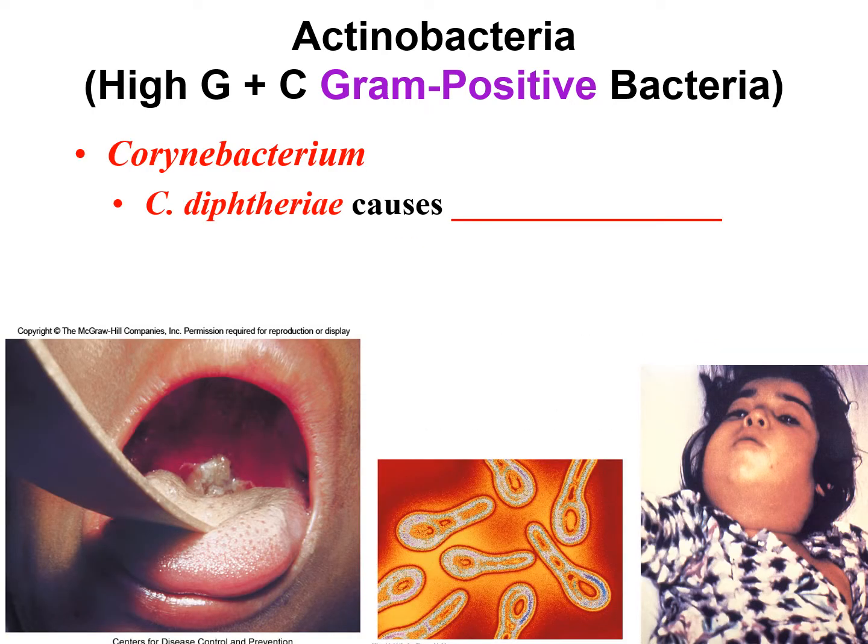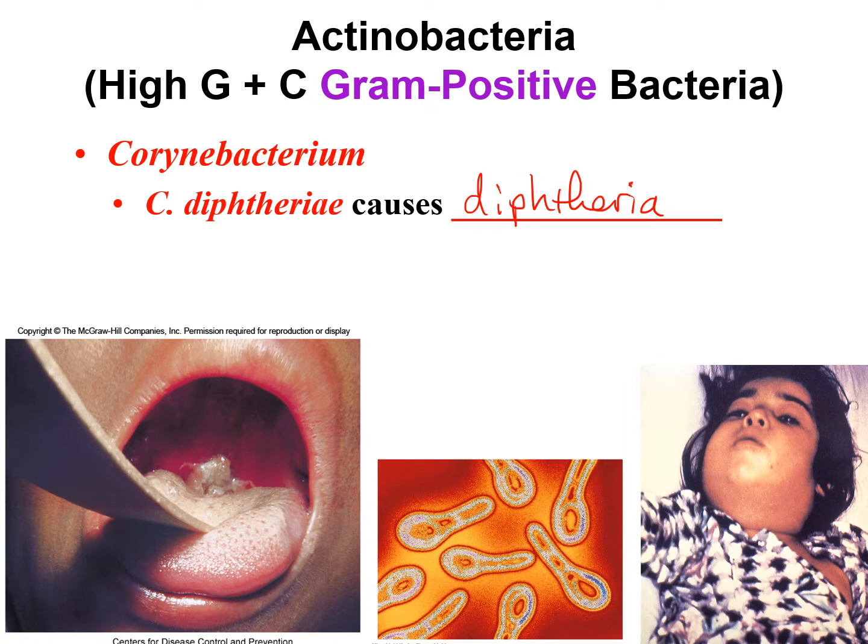Another high GNC gram-positive bacterium is Corynebacterium diphtheriae, and that one's easy to remember. It causes diphtheria. And we hardly ever see this disease anymore because we've done a really good job with vaccinating people for it.